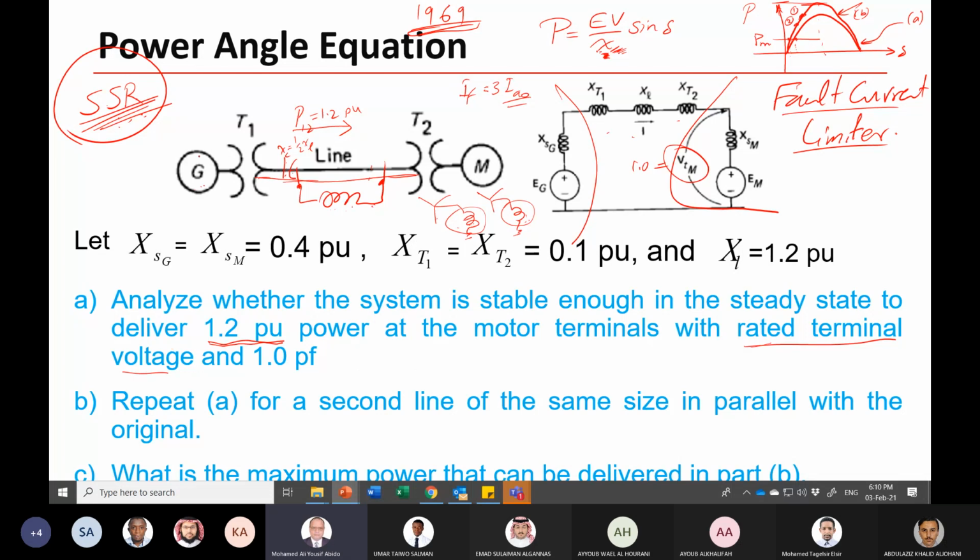So this will create a problem. You have to be careful. You have to do a study before deciding how much compensation you need here. You have to carry out this subsynchronous resonance study.